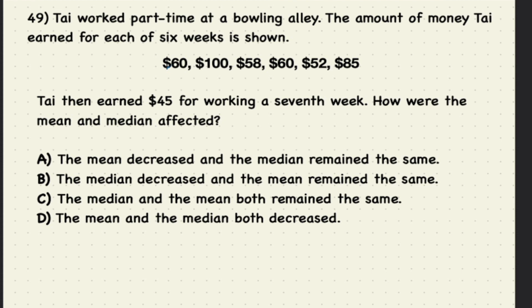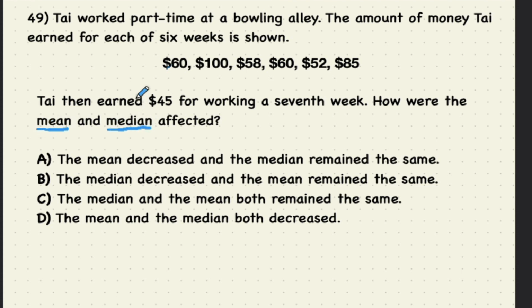Number 49. Ty worked part-time at a bowling alley. The amount of money Ty earned for each of 6 weeks is shown. So we have $60, 100, 58, 60, 52, and 85. And then it says Ty then earned $45 for working a 7th week. How were the mean and median affected? So we're looking for the mean and median.